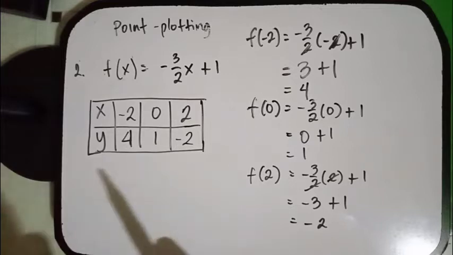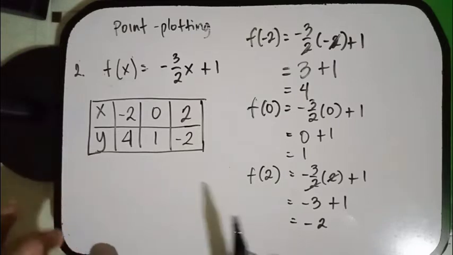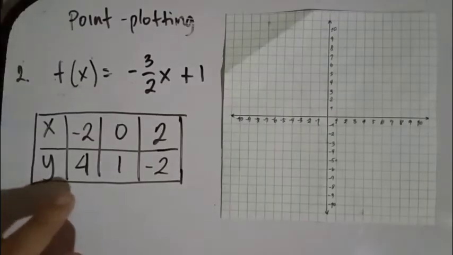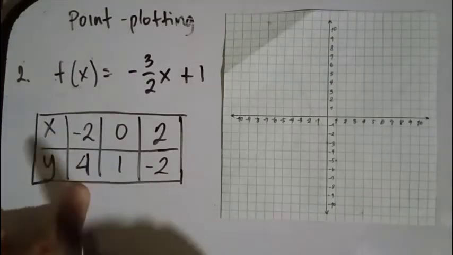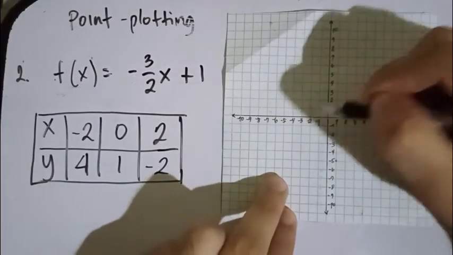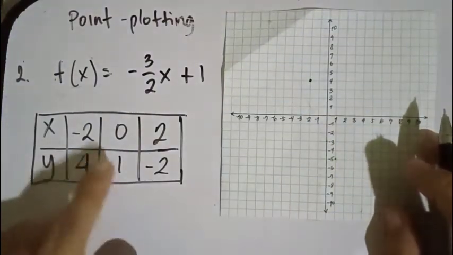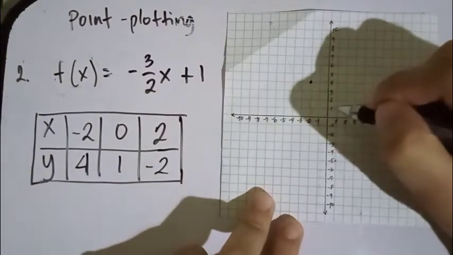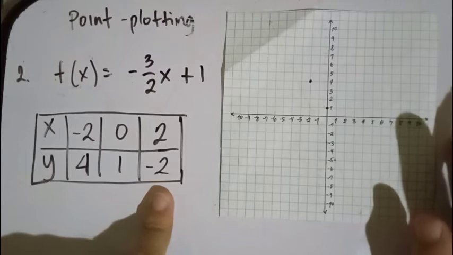So, nakumpleto natin yung table of values. So, ready na po para i-graph yung values sa Cartesian plane. So, ipa-plot natin itong tatlong points sa Cartesian plane. Unahin natin itong negative 2, 4. Nasa second quadrant yun, no? Negative 2, positive 4. Dito siya. Okay? Ayan. Next, 0, 1. So, nasa y-axis siya at 1. So, nandito siya. Ayan. Tapos, yung pangatlong point naman, 2, negative 2.